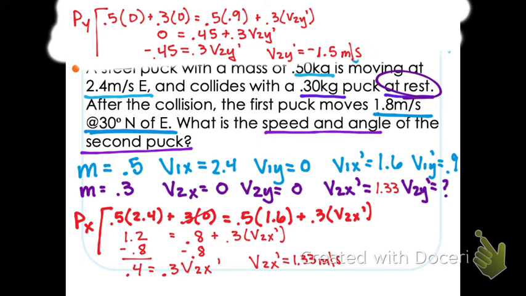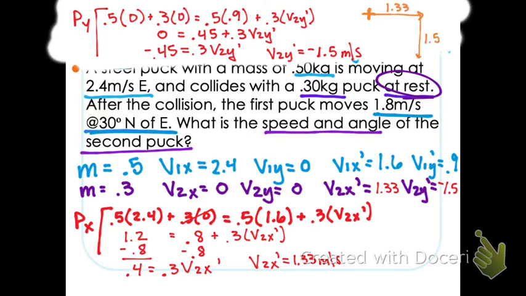So, our goal was not just to find the components of that, negative 1.5, but it was to find the speed and the angle. So now we build a new triangle with those two new components, okay? So I'm going to come over here, and I'm going to draw my triangle. I know I'm going to go east and south, so I'm just starting my origin right up here. It doesn't matter if I go east or south first, but I'll just go east, 1.33, and then south, 1.5.